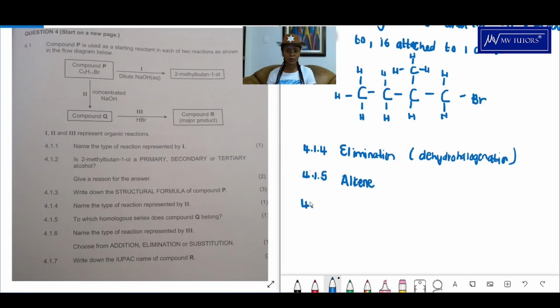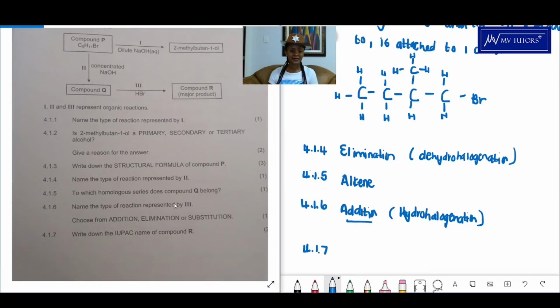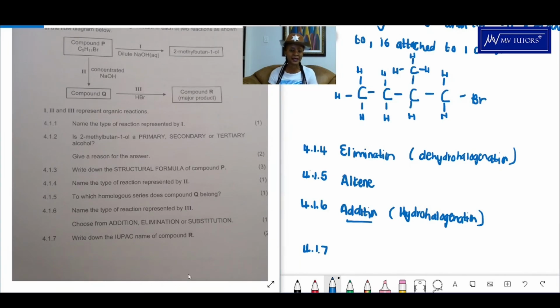Alkene, and then 4.1.6. Name the type of reaction represented by 3. Well, that is an addition reaction. Okay, the type hydro, because we have H, and then Br, halogenation. Oh, sorry, I didn't even read the second part. Choose from addition, elimination, substitution. Okay, fine, they just want addition. I had that habit of not reading the whole question. Some would say, papa, you're so forward. So I'm doing a little bit forward here.